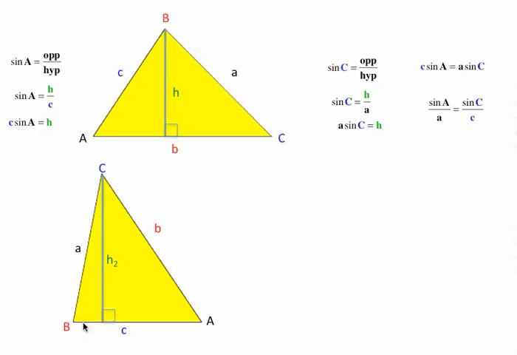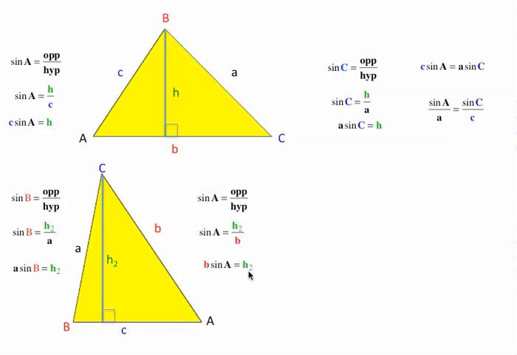So the sine of B is going to be the opposite over the hypotenuse, which is H2 over A. And if I want to get the H2 alone, I cross multiply the A. I get A times sine of B is equal to H2. This part doesn't make sense right away, but it will. And over here, if we look at the sine of A, we have the opposite over hypotenuse, so H2 over B. So sine of A is H2 over B. Cross multiply the B, we get B sine of A is equal to H2.